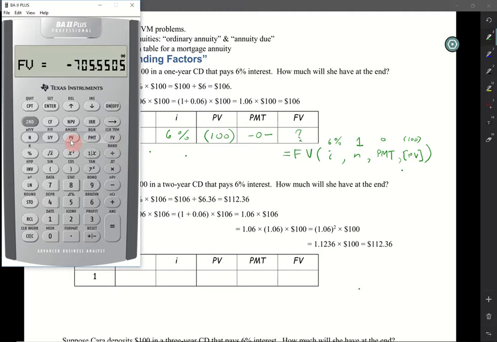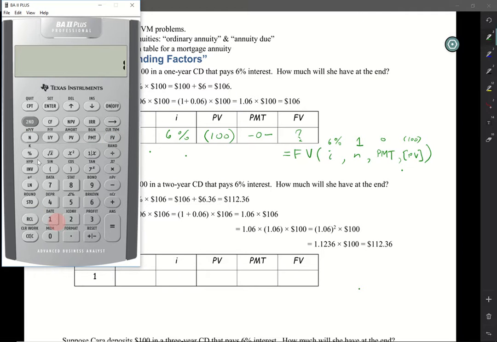Let's see what happened. Recall of PMT must be... Oh yeah, sorry, I didn't do clear TVM, and so what happened? I had this value of almost $600 in my PMT, and so it assumed that there was a present value and a PMT, and that's why the future value was off. So really, I should do clear TVM. Do it again.